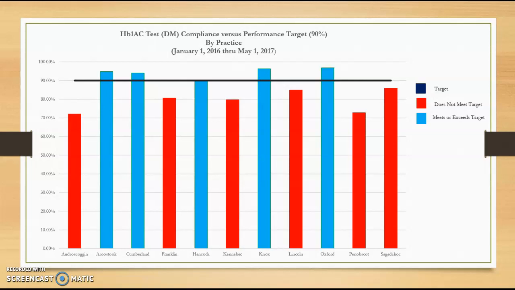The blue graph is formatted as the previous ones. The blue bar shows those that have met the target rate, which is represented by the blue line of 90%. And this shows that only 4 practices are meeting or exceeding this target testing rate. All of the others are not. Nope, 5. 5 are not.